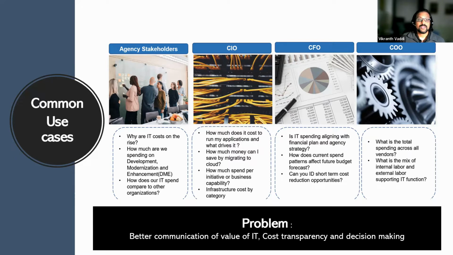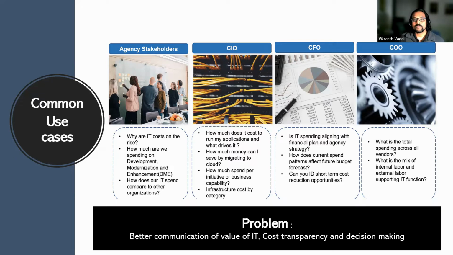Infrastructure cost by category. Maybe for a certain infrastructure, the networking is very expensive compared to other assets. And is there a way for us to benchmark in the industry and see how come my organization is spending so much on networking as compared to other organizations of the same size? We don't have that information. So what we run into is a lot of questions, right?